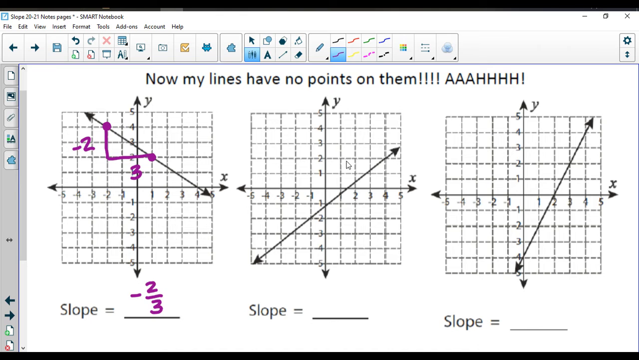Again, over here, I just need to pick 2 points. It looks like there's one right here, and following along the line, it looks like we have to go all the way up to here. So that'll work for us. So we're going to go up 1, 2, 3, 4 is my rise. 1, 2, 3, 4, 5 is my run. So my slope is 4/5.